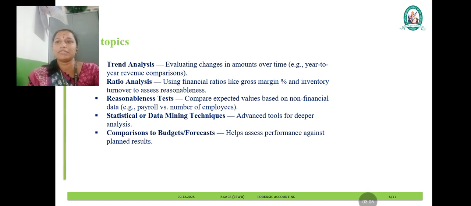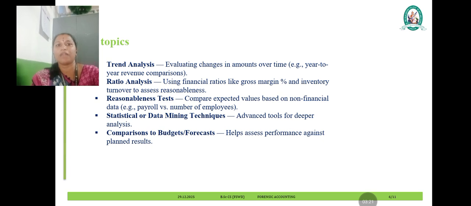Finally, we move to statistical and data mining techniques. With large transaction data sets, patterns and outliers, auditors can detect unusual journal entries. Then comparison of budget and forecast: actual results versus planned results are compared.